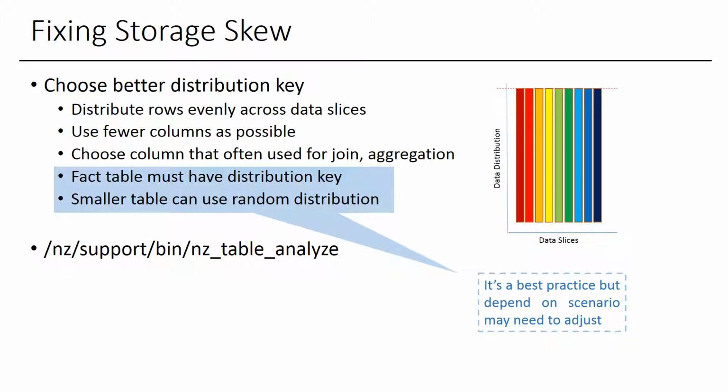Choose a column that is often used to join to other tables, since it can eliminate data movement. You must use a distribution key with fact tables, otherwise data movement is needed, and performance can be affected. But it is okay to distribute a small table as random. A good candidate for a distribution key is a column with high cardinality. You can use the NZ table analyze command to analyze columns that could be good candidates for the distribution key.